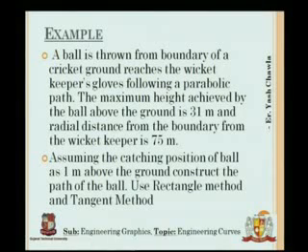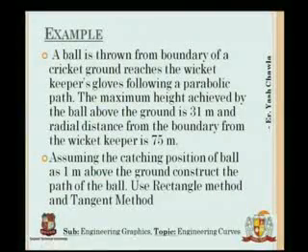The maximum height achieved by the ball from the ground level is 31 meters. So it has given what is the maximum height from the ground that the ball attains. It attains a height of 31 meters. Then the radial distance from the boundary to the wicket keeper is 75 m. What is he saying? That from the point where Virat Kohli throws the ball up till Dhoni catching the ball, the distance is 75 meters.